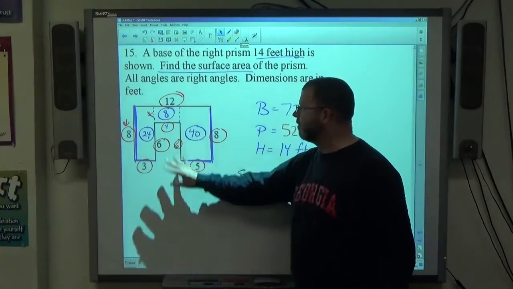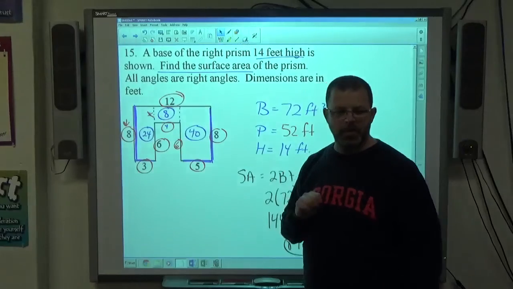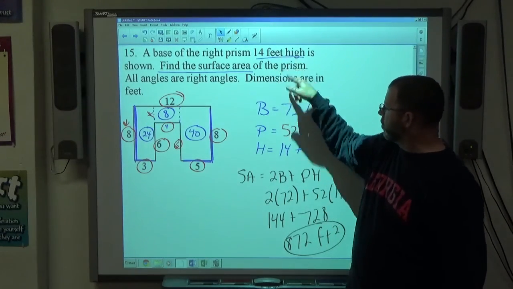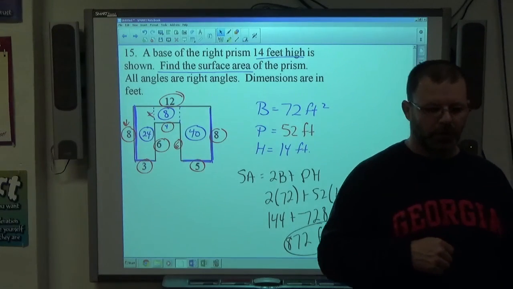It'll be a similar looking figure on your test. Again, some missing sides, so you have to find the missing sides based on rectangular properties. Find the area, find the perimeter. Height will be given in the words. Apply the formula correctly to get the surface area.